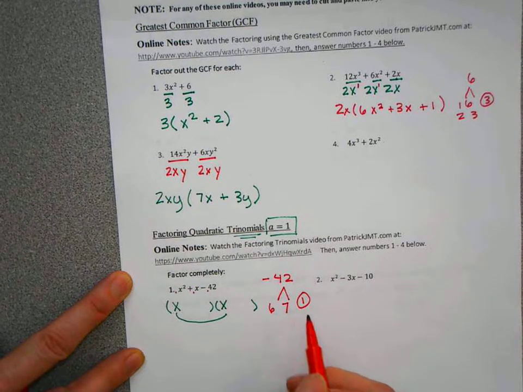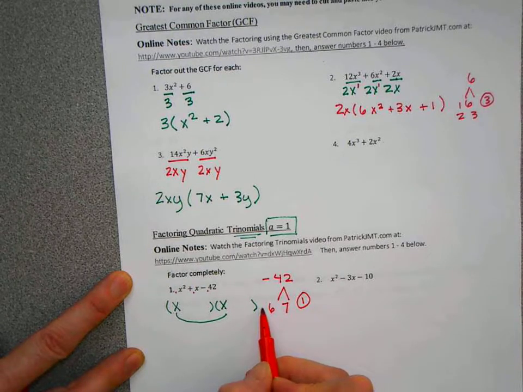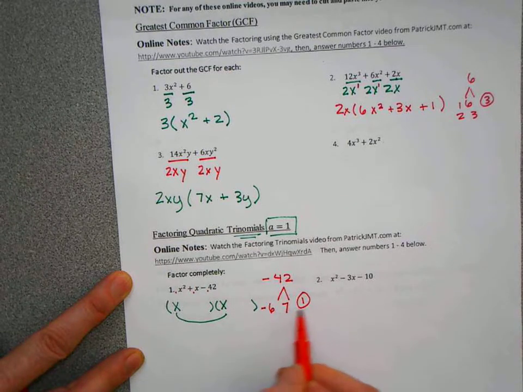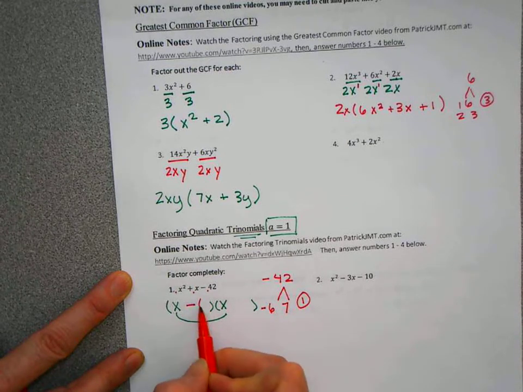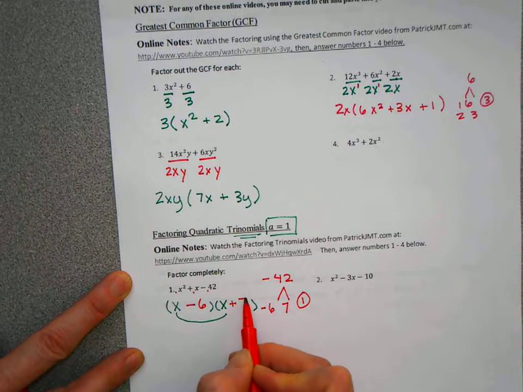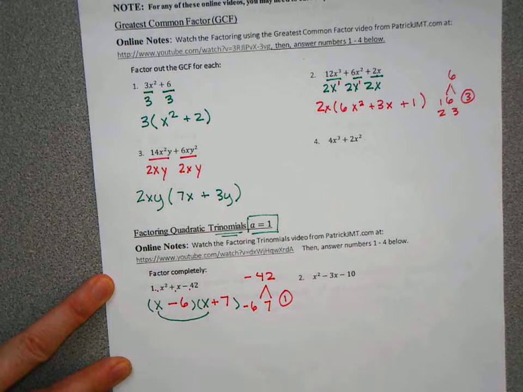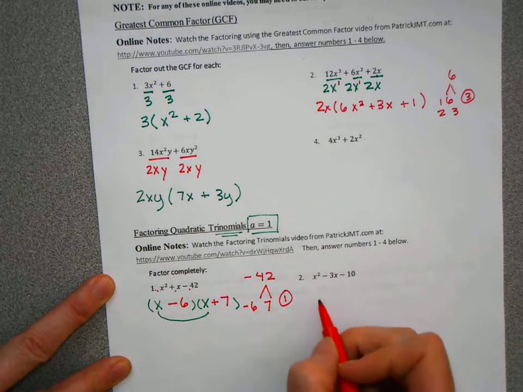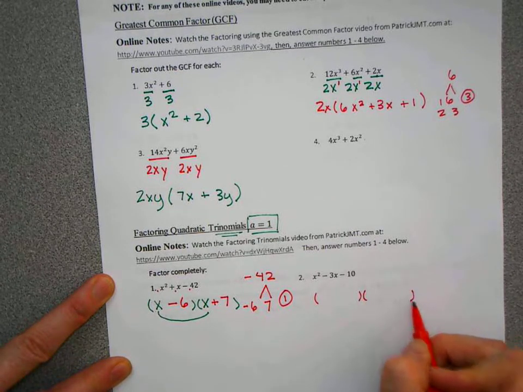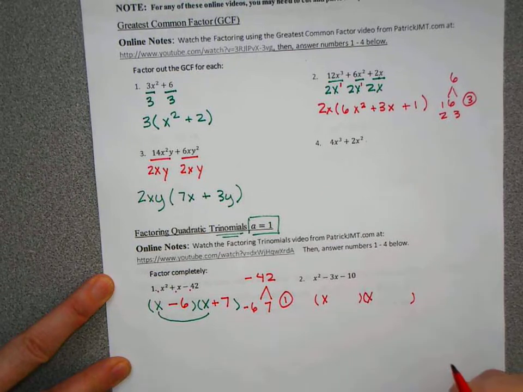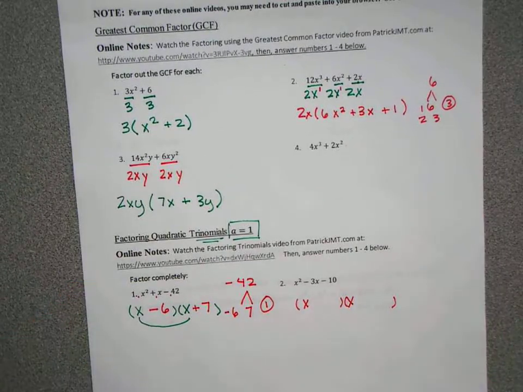I want it to add to a positive, so I keep the larger number positive and I make the smaller number negative, and it multiplies to negative 42 and adds to 1. And then I just plug in x minus 6, x plus 7. So I have factored. Go ahead and do the next one on your own, knowing that this is where you will start.